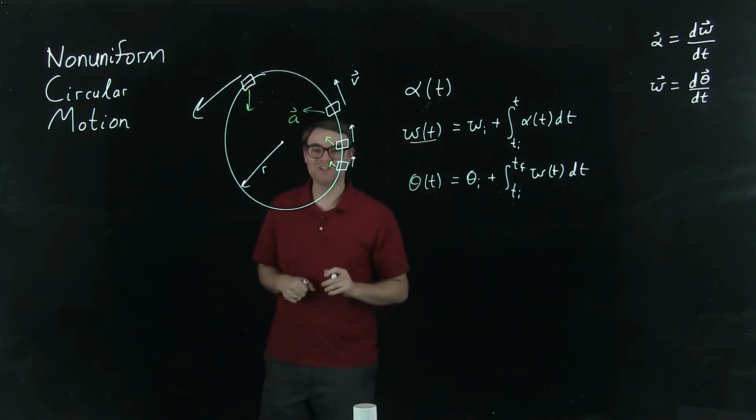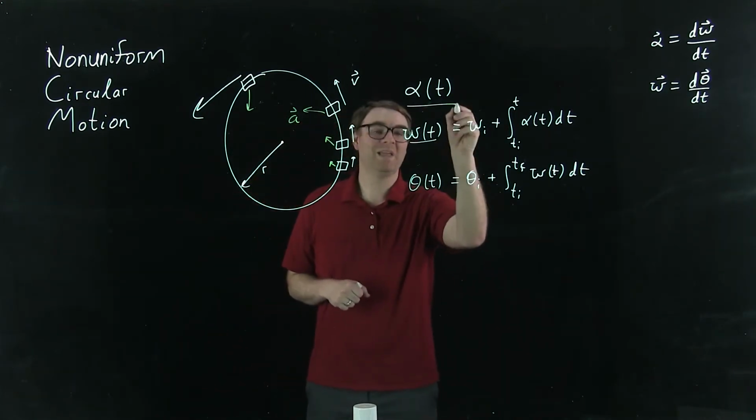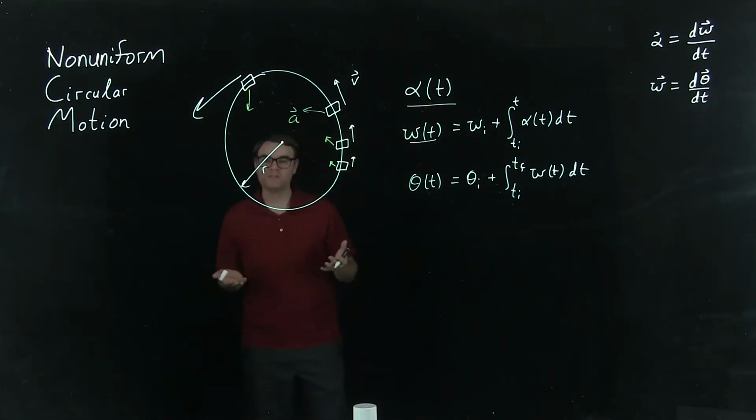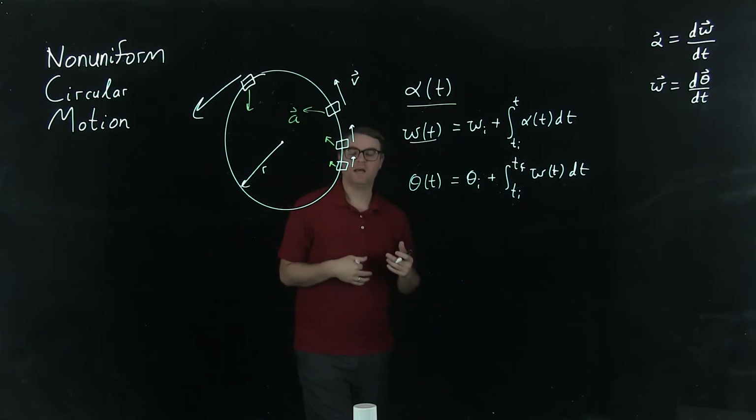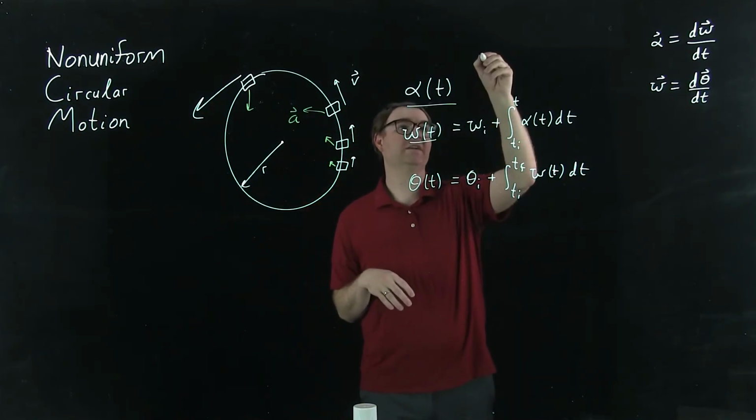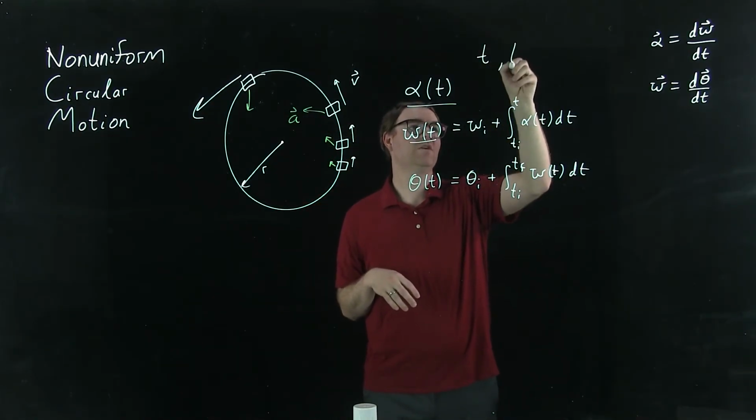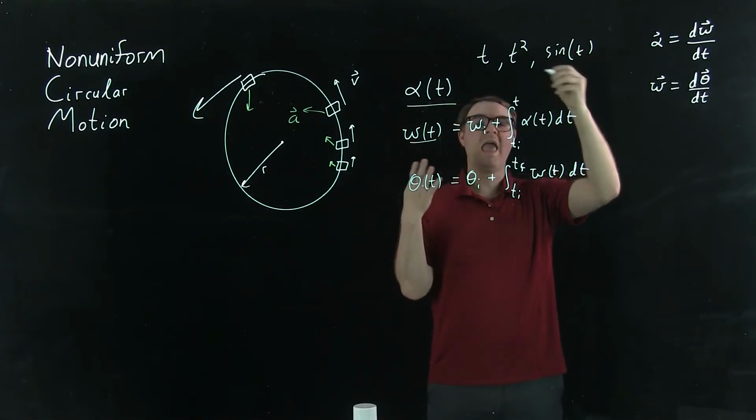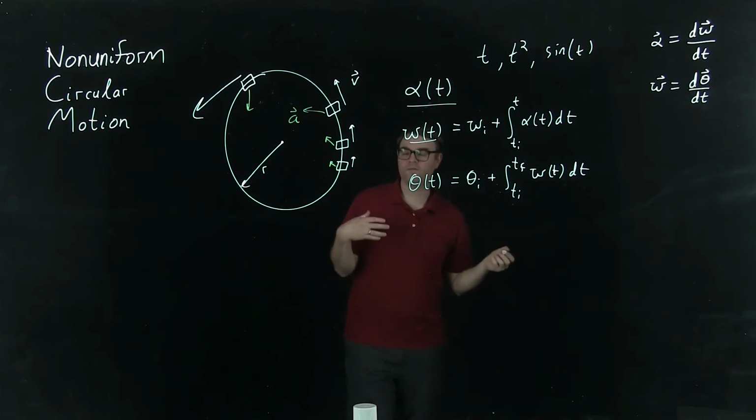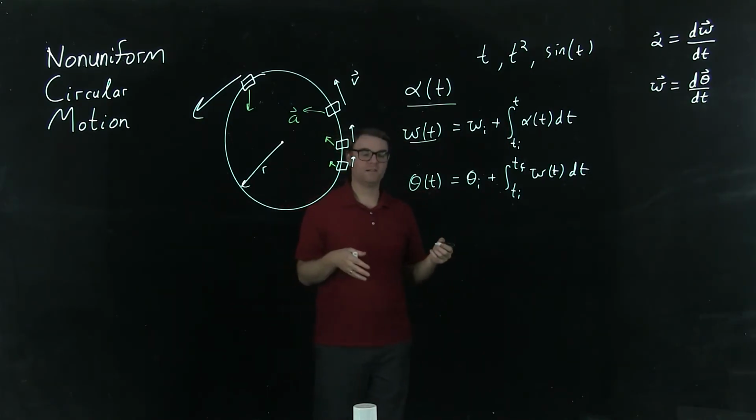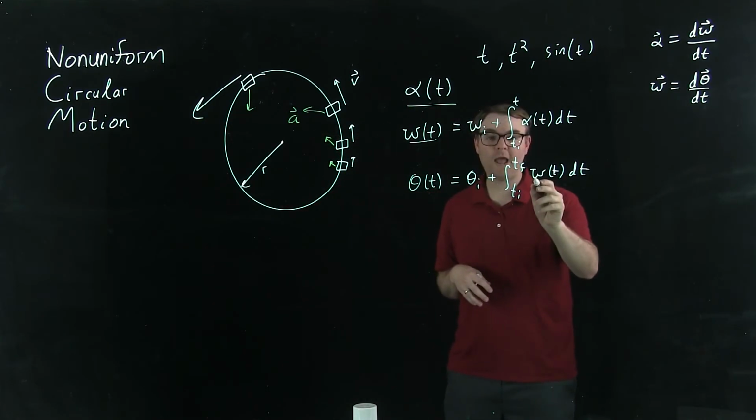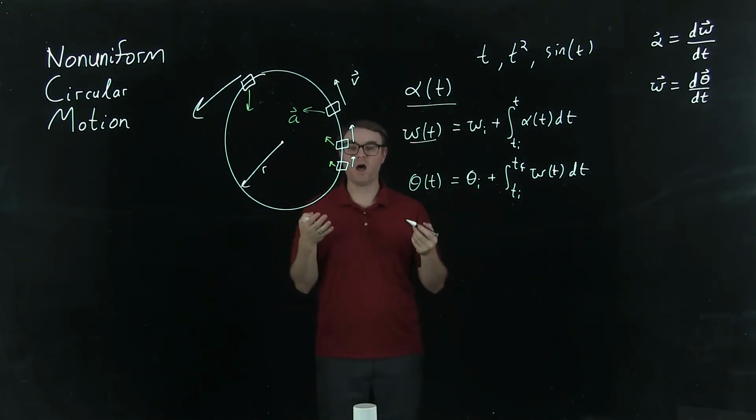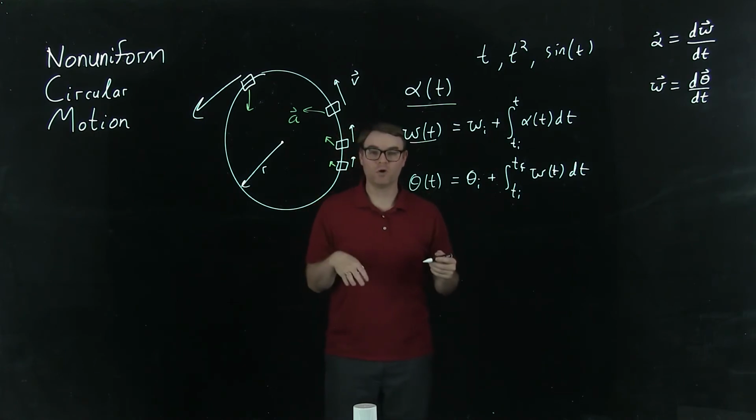Now, of course, these expressions look complicated because I didn't tell you what the angular acceleration was. I just supposed that we might know what it is. In general, this could be anything, right? We could have an angular acceleration that goes like t, or t squared, or the sine of t. Any of those would be possible functional forms for our angular acceleration that we could then plug in and do powerful things with.